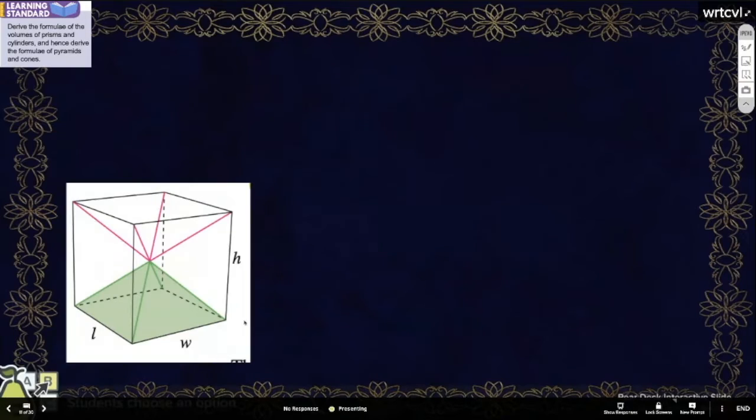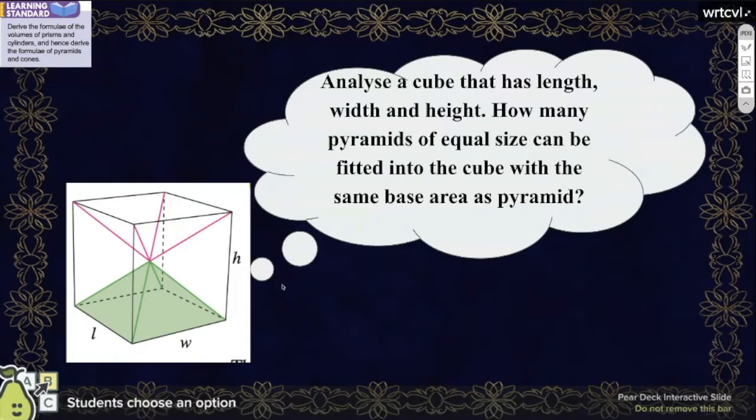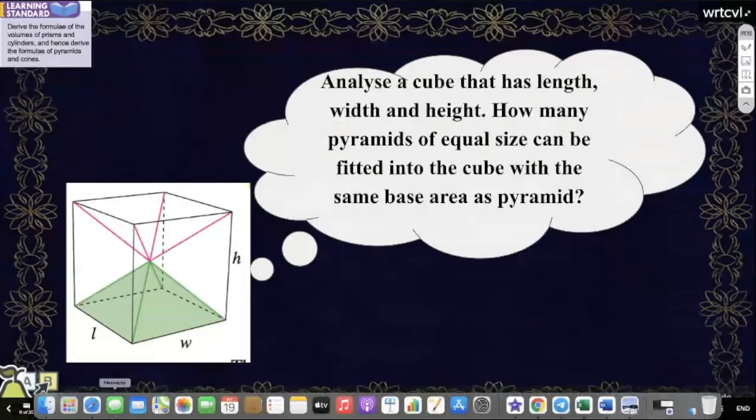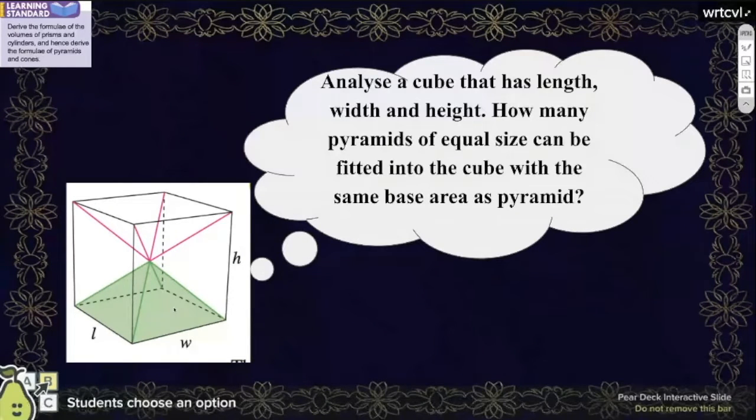Next, what is this? This is a cube or cuboid. Actually, we want to analyze this diagram. This is a cube actually. It has a length, width and height, right? So how many pyramids of equal size can be fitted into the cube with the same base area as the pyramid? This one already shows here, you can fit 2 pyramids. So imagine, when there's a cube, you want to fit in pyramids of the same shape inside. What do you think? How many pieces will fit in?